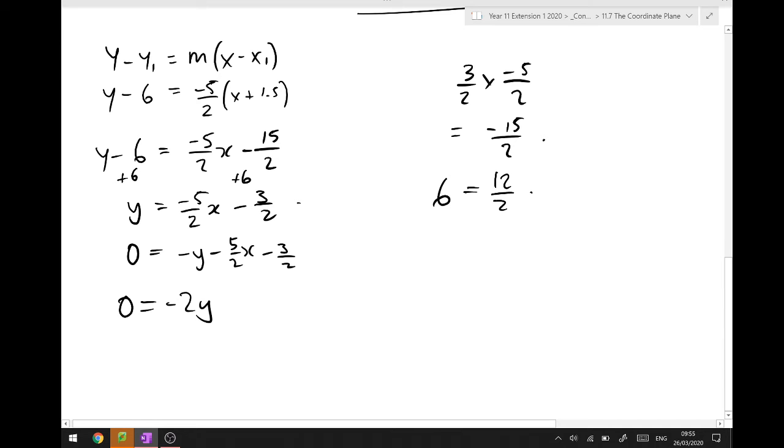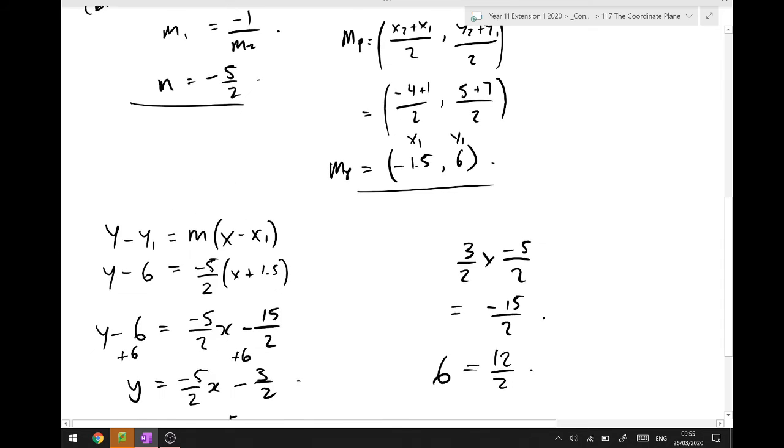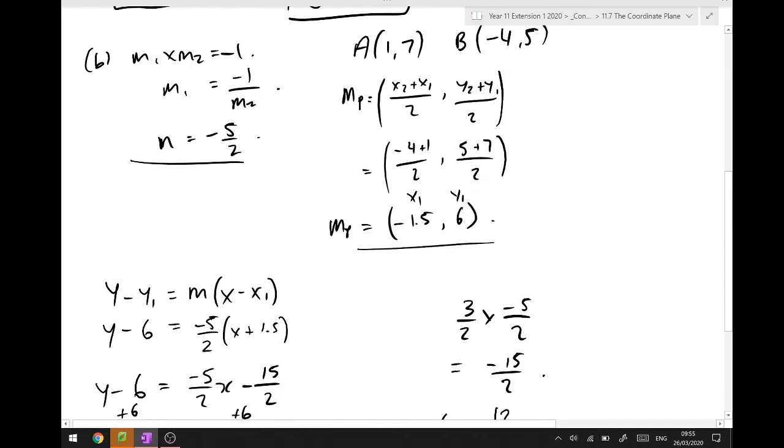0 times 2 is just 2, and 2 times negative y is negative 2y. Negative 5 on 2x times 2 is just negative 5x, and that leaves us with minus 3. And the last thing we're going to do is move everything onto the other side to make it positive, and we'd get 2y plus 5x plus 3 is equal to 0, just like that. And that's in general form the equation of the perpendicular bisector between the points (1, 7) and (4, 5).